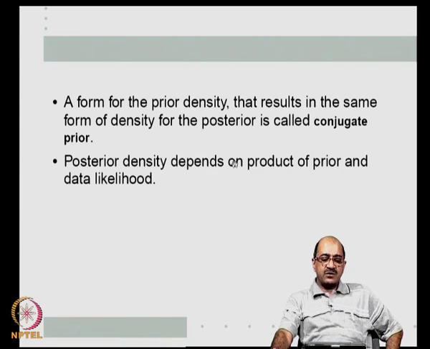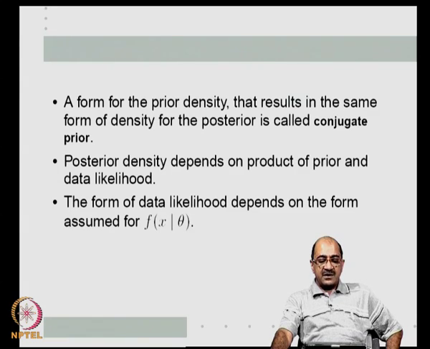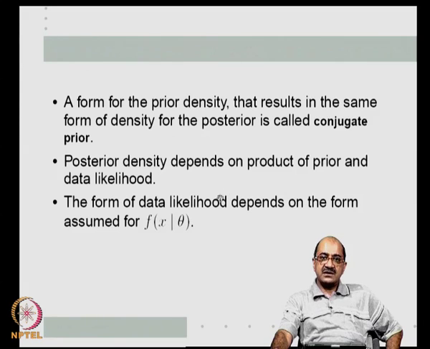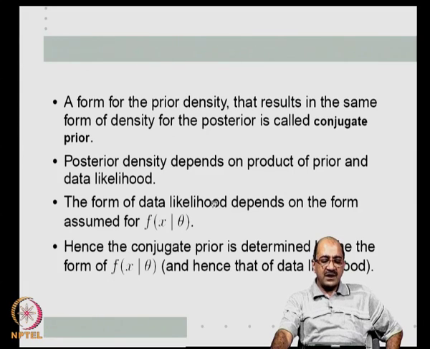See, the posterior density of course depends on the product of the prior and the data likelihood, and the form of the data likelihood depends on the form of the assumed f x given theta, the density that we are estimating. So, ultimately what will be a conjugate prior is determined by the form of f x given theta that we use, and hence that of the data likelihood. We will see examples later on.